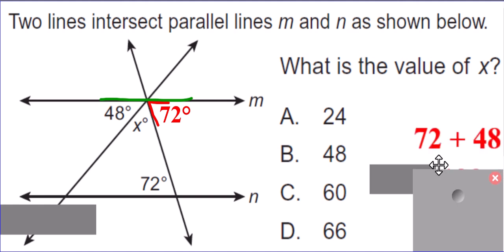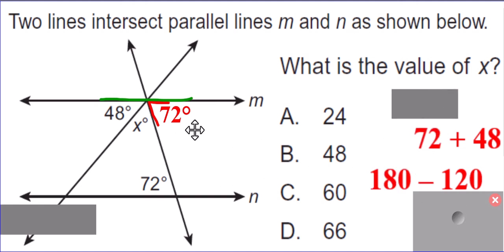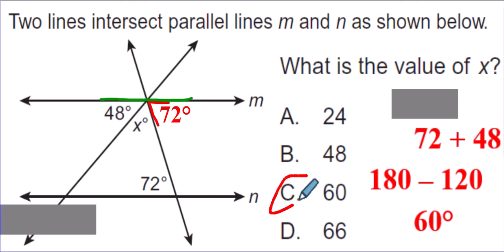So let's show that work. Add the 2 angles we know, 72 and 48, gives me 120. Then subtract that from the total of 180, because the straight angle is 180. That's going to give you a measure of 60 degrees for X, and that is choice C.